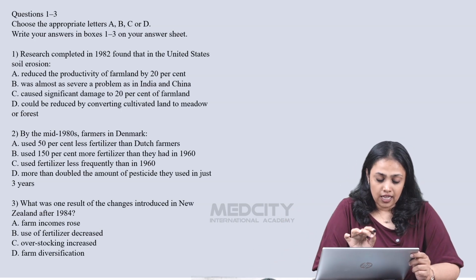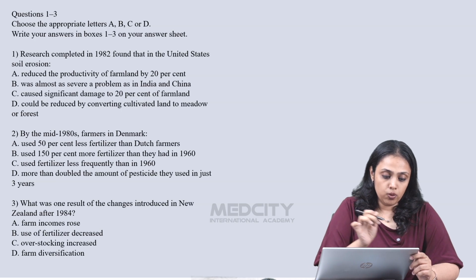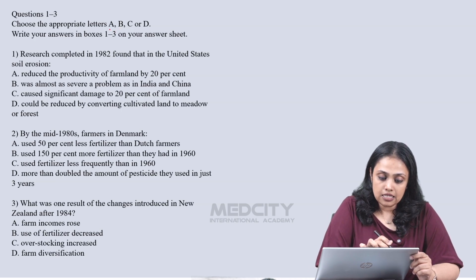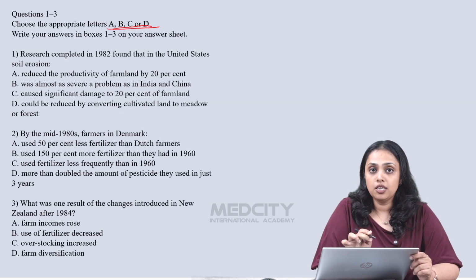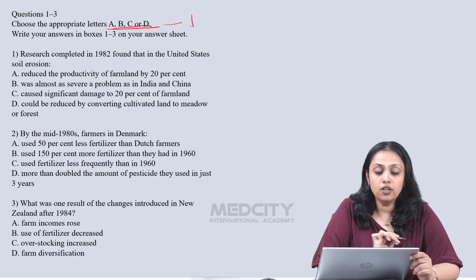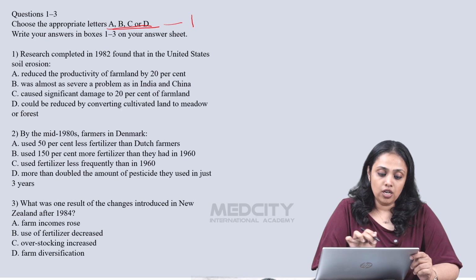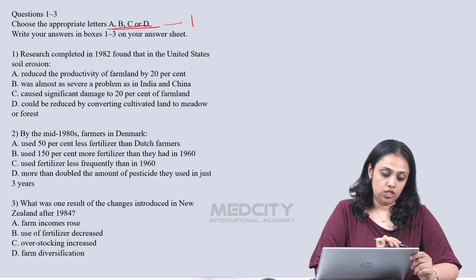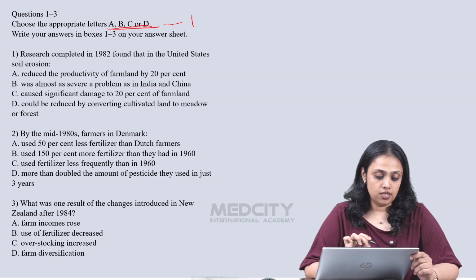Now, read the instruction carefully. Reading the instruction carefully is very, very important. Choose the appropriate letters A, B, C, or D. Choose the appropriate letters A, B, C, or D means you have to choose only one right answer. Write your answers in the boxes 1 to 3 on your answer sheet. Okay. What does the first question say?